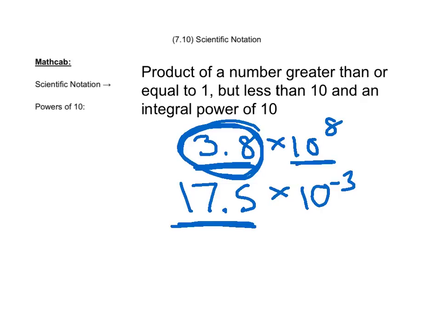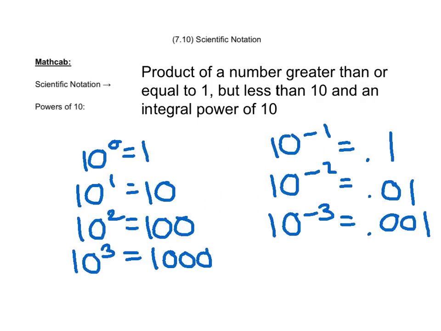Let's go over some basic powers of 10 just to make sure that you have your computations correct. So here we have some basic powers of 10 that I want you to write down into your notes. So 10 to the power of 0 is equal to 1. 10 to the power of negative 1 is equal to 1/10. And the reason why that is because 10 to the negative 1 power is the same as 1 over 10. And 1 over 10 is just 1/10.